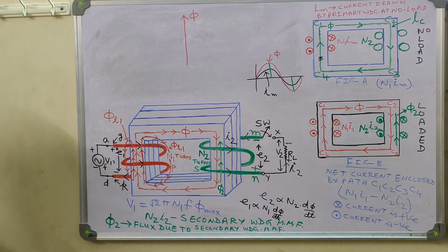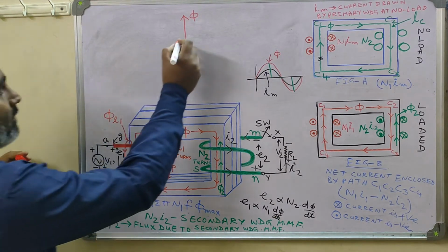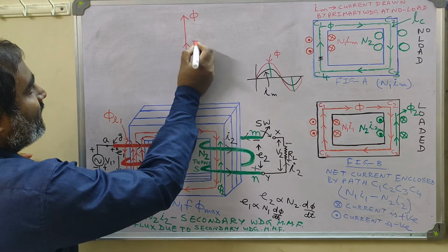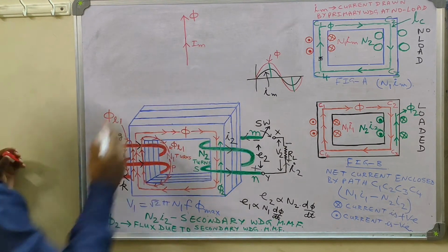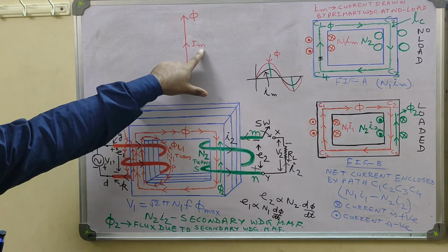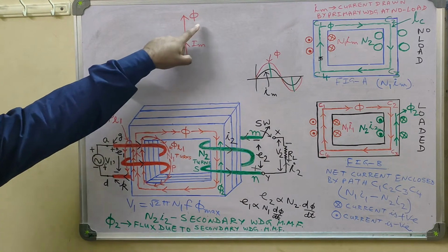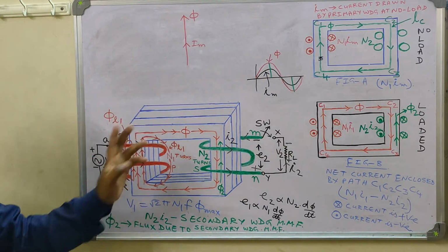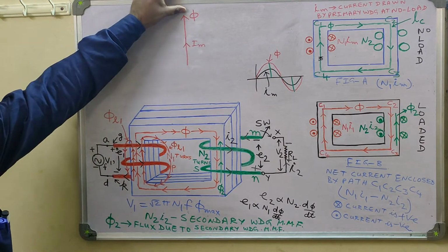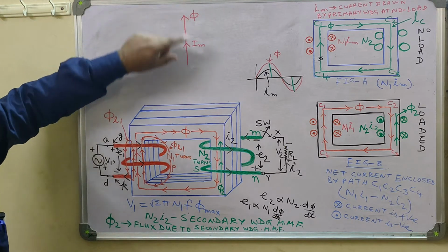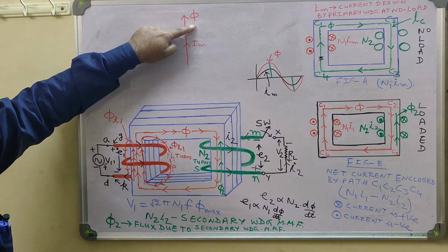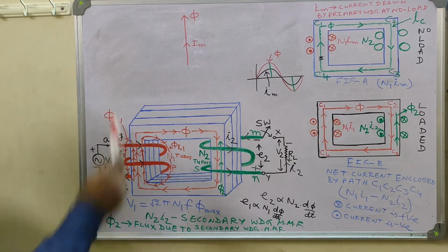So this same phase means that they are in time phase. That means if the magnetizing current Im is zero, then the flux phi is also zero. If the magnetizing current Im is positive maximum, then the flux phi is also positive maximum. If the magnetizing current Im is negative maximum, then the flux phi is also negative maximum. Okay, so this thing we have drawn.